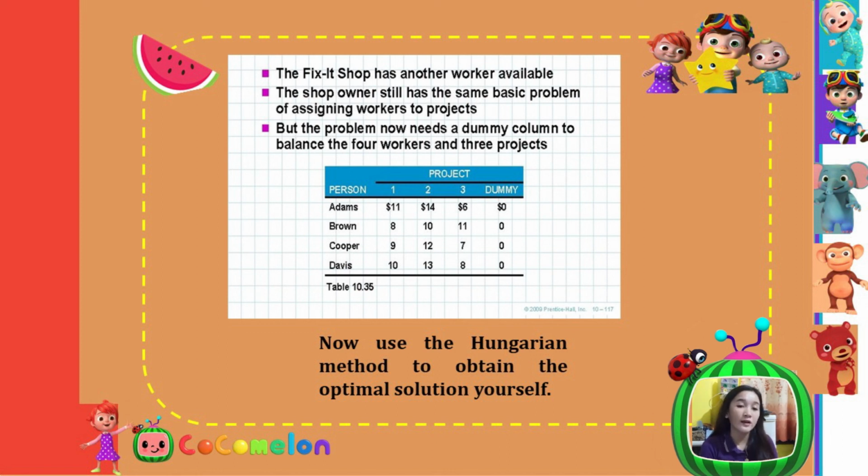Now we can use the Hungarian method to obtain the optimal solution. The same process will be applied. The only difference is that we added the dummy column.